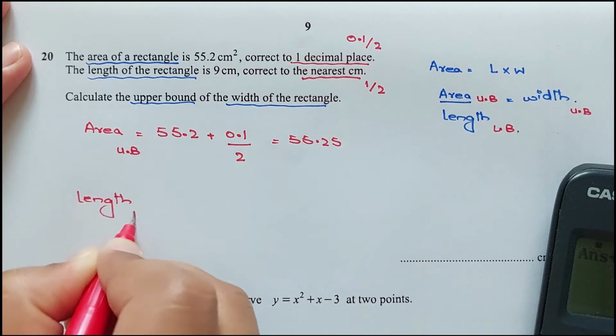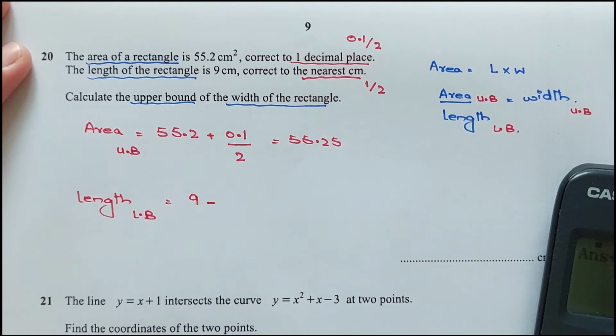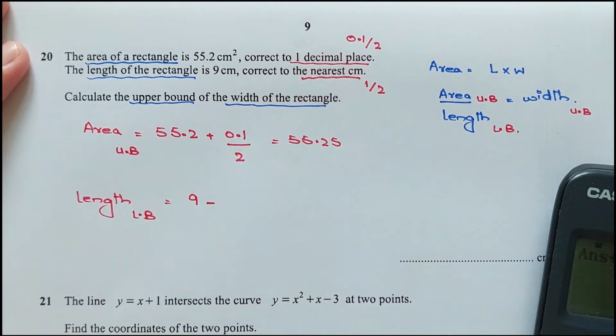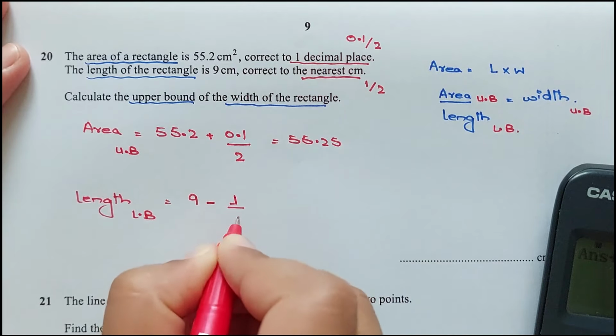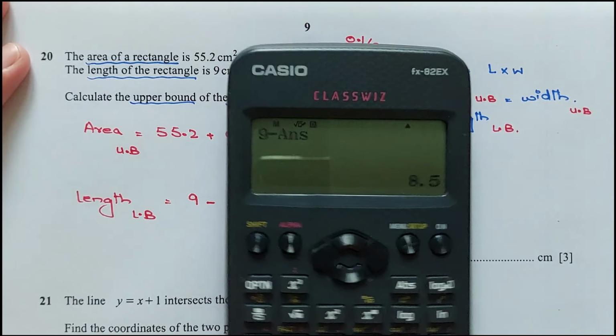The width, lower bound. Width is 9. For lower bound, we have to subtract. And it is correct to 1 centimeter. 1 centimeter means 1 by 2, which is 0.5. 9 subtract 0.5 is 8.5.